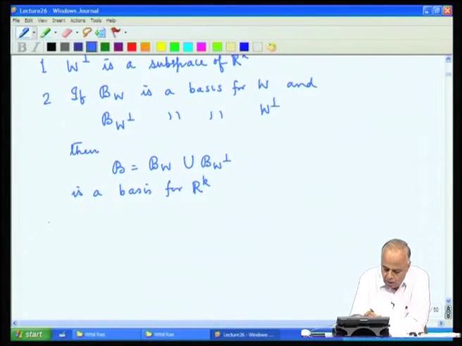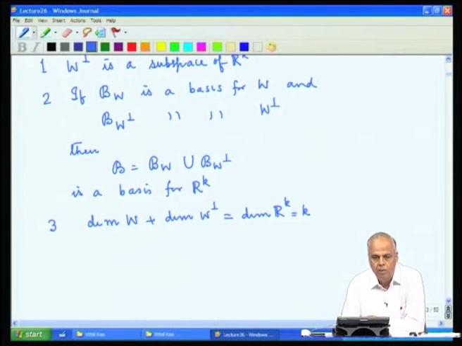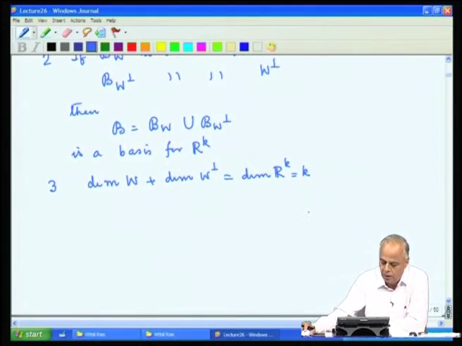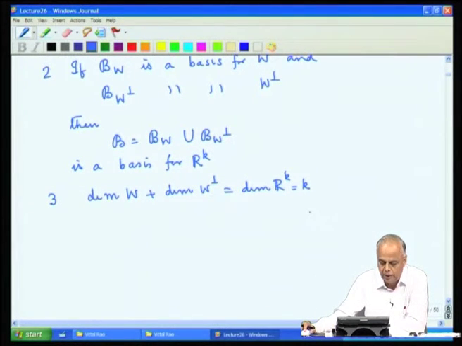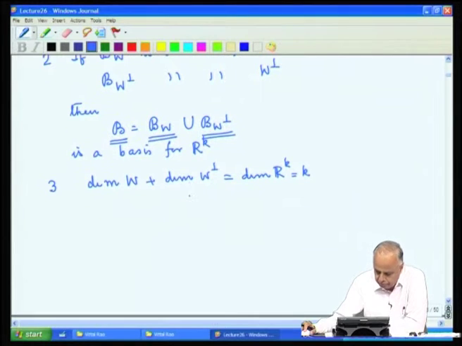A consequence of 2 is the fact that the dimension of W plus the dimension of W perp is equal to the dimension of R k, which is k. So, the dimension of a subspace plus the dimension of its orthogonal complement is always equal to the dimension of the whole space, because the number of vectors in the basis of W plus the number of vectors in the basis of W perp is the number of vectors in the basis for the whole space. So, the dimension of W plus the dimension of W perp is equal to the dimension of R k.